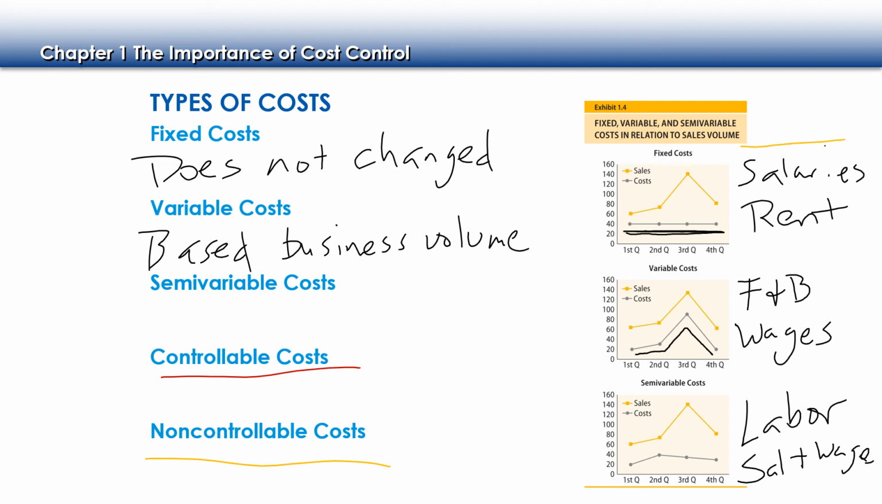So our salaries and rent are non-controllable, because we can't just simply change that. We can't call up our landlord and say, hey, I need you to drop my rent by $1,000 a month. We can't do that because they're non-controllable. But the controllable costs are our food and beverage and our wages. Those are our big controllable costs where we can really have an impact.